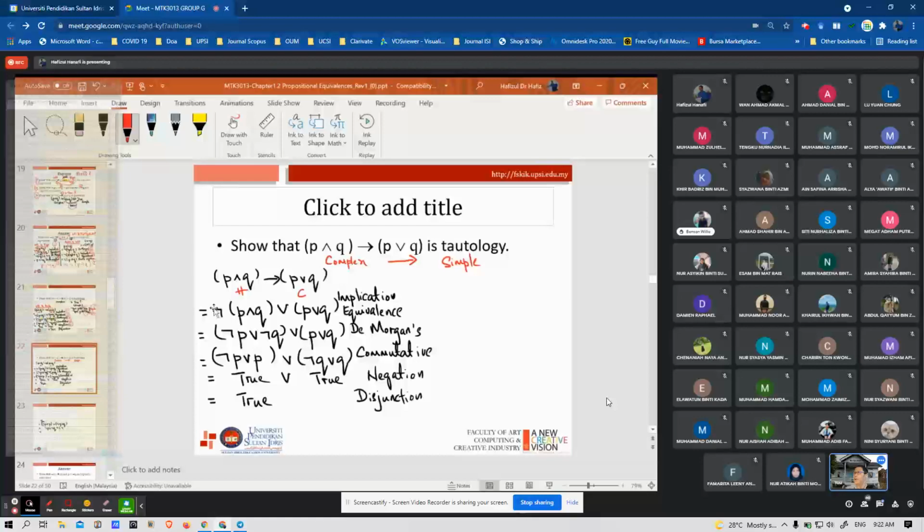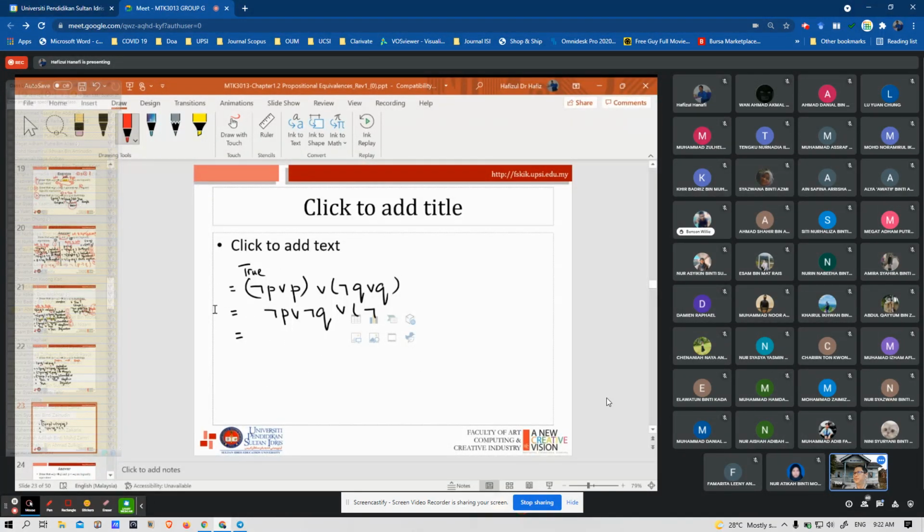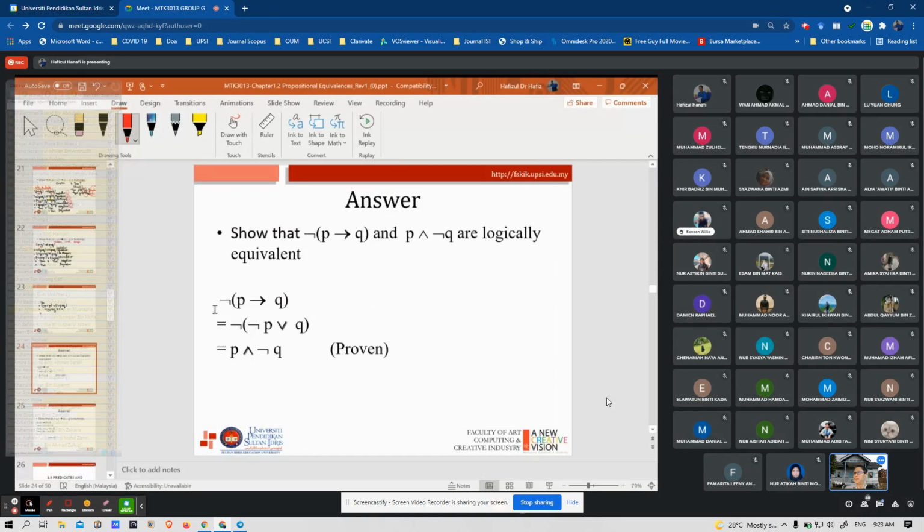Okay, same, show that P and Q implies P or Q is a tautology. Also the same. Okay, this one is proven.